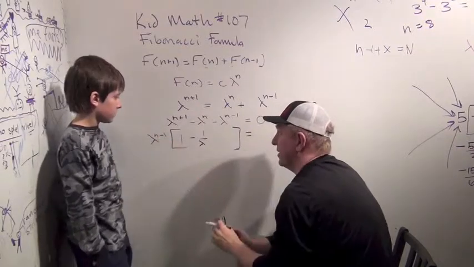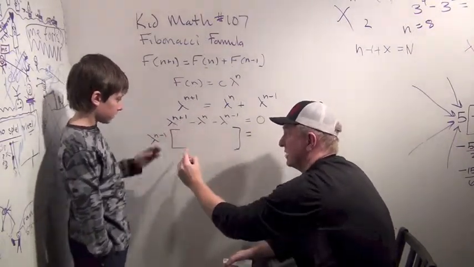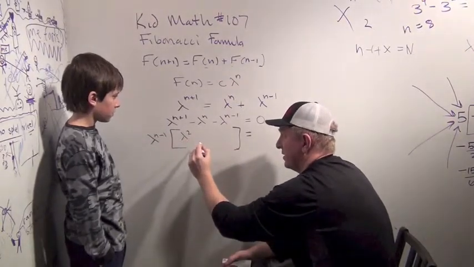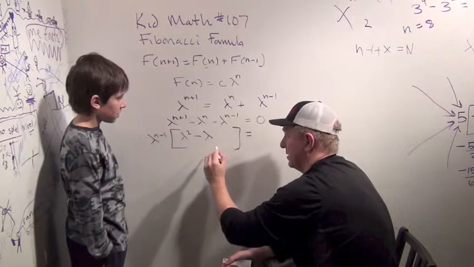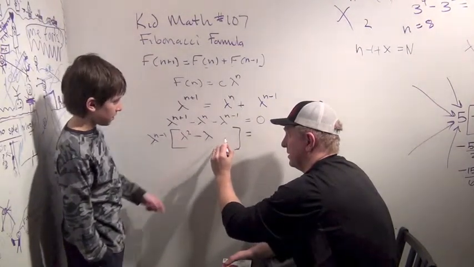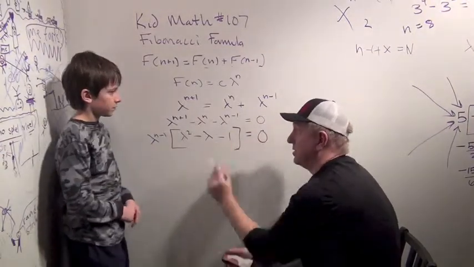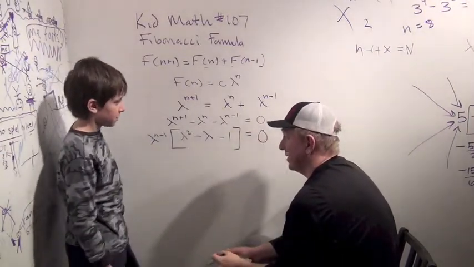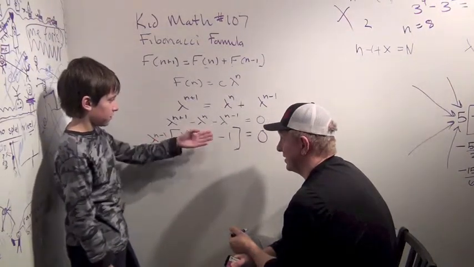Okay, now this looks maybe interesting. What do we get when we factor a lambda to the n minus 1 out of this? We get lambda squared minus lambda, and then minus 1, and this whole thing equals 0. Awesome. Why awesome? Because we don't get any fractions, and this looks like a regular quadratic.